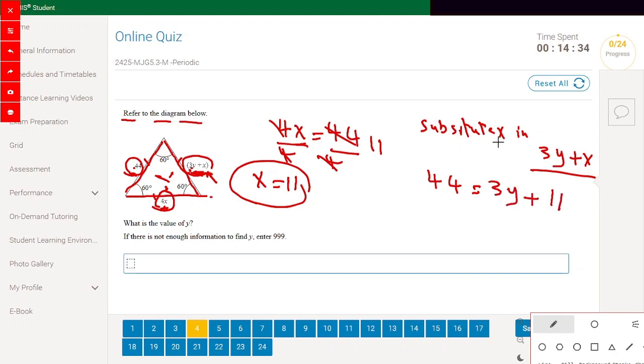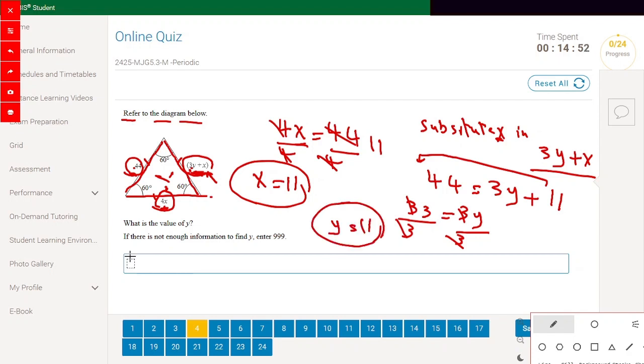So 44 will equal 3y plus 11. Substitute x, which is 11, in this equation. 11 will go to the other side with minus 11. So it will be 33 equal to 3y, divide by 3, divide by 3. So here y also will be equal to 11. So y equals 11.